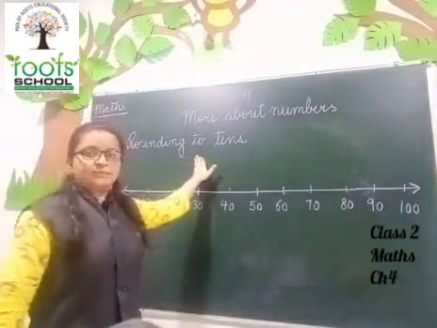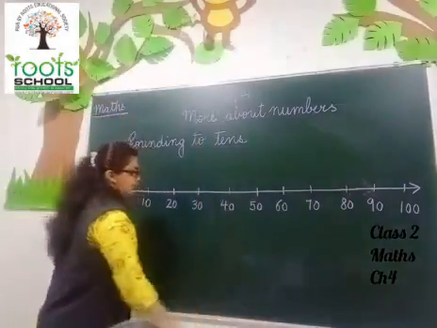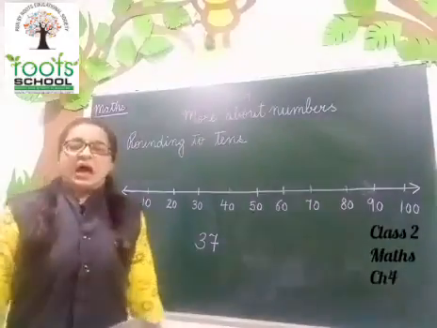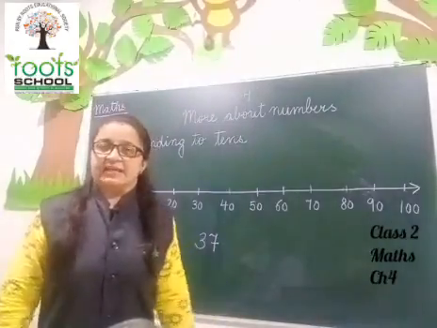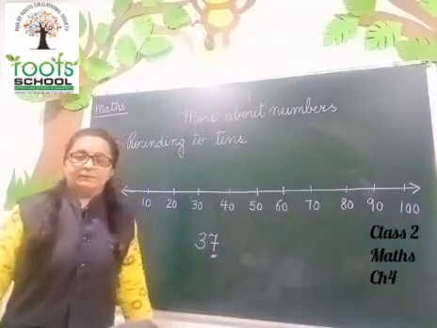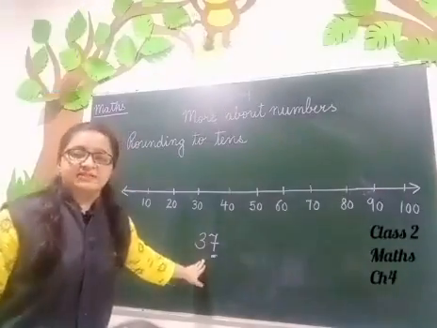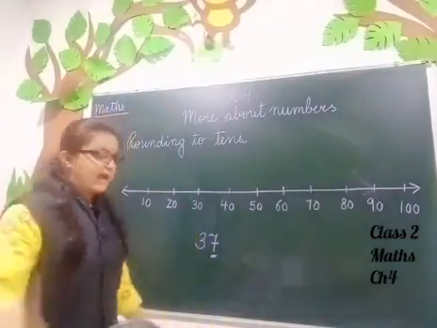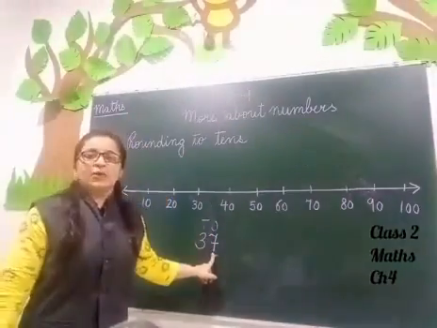Rounding to tens means, see, if I have written 37, and I tell you to round off this number to the nearest 10. Nearest 10 means at this place 0 should be there. So how will you round off this 37 to the nearest 10? What you have to do is, you have to see the digit at the ones place.